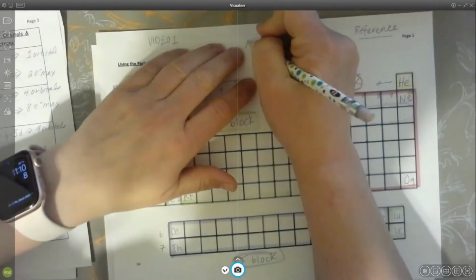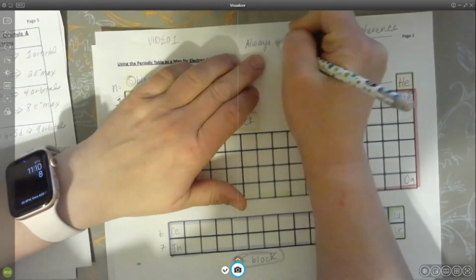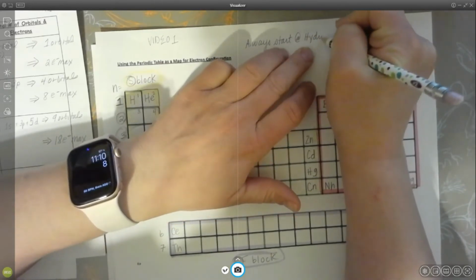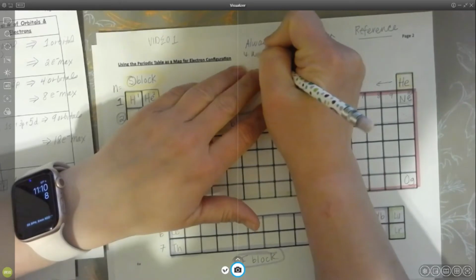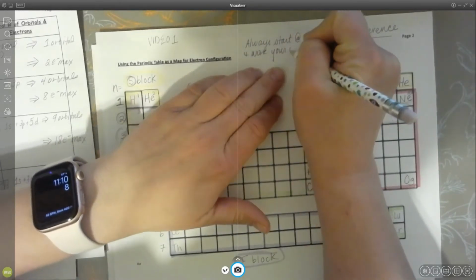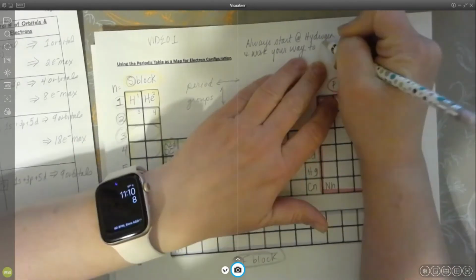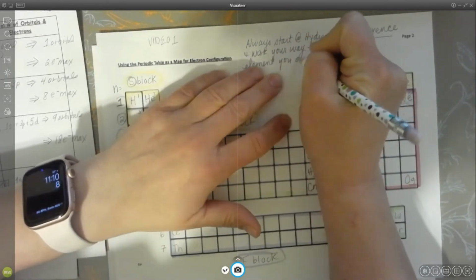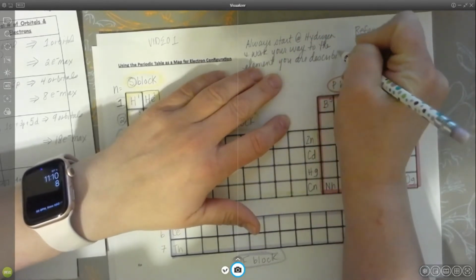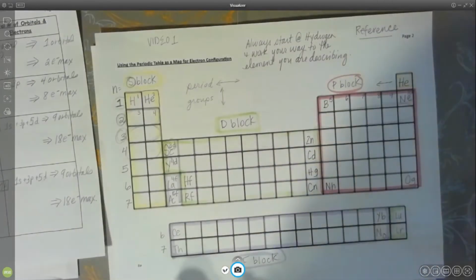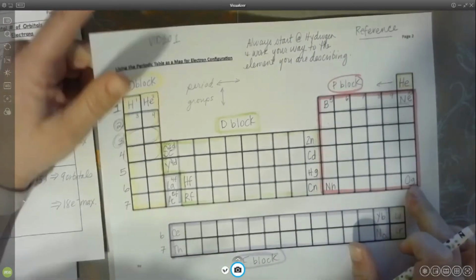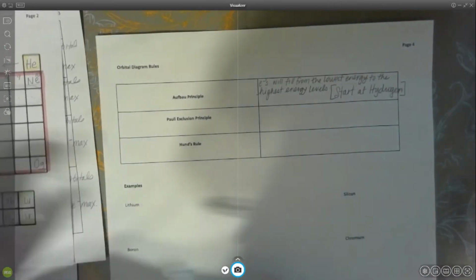So, a little rule for yourself, always start at hydrogen and work your way to the element you are describing. Remember, we're describing where all of the electrons are in that particular element. So when you get to oganesson, with 118 electrons, that's a lot of them to describe.